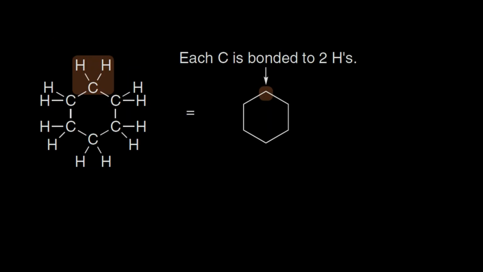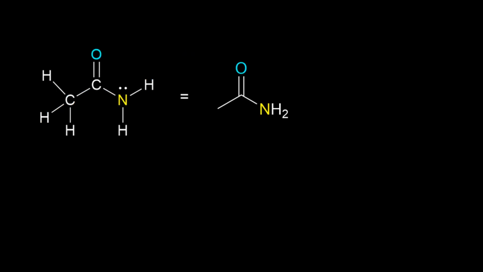Now let's take a look at cyclic compounds. This diagram shows how to transform the Lewis structure of cyclohexane into a skeletal structure. In the Lewis structure, each carbon is bonded to 2 hydrogen atoms and 2 other carbon atoms, forming a 6-membered ring. But in the skeletal structure, we only show the carbon-carbon bonds, which simplifies everything down to a clean hexagon that represents the entire cyclohexane molecule.